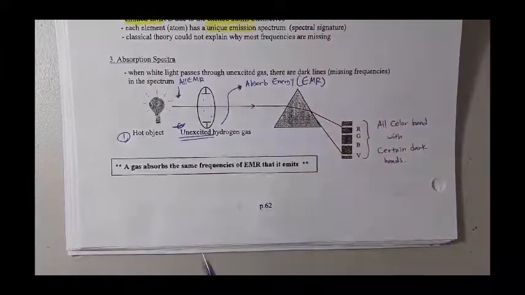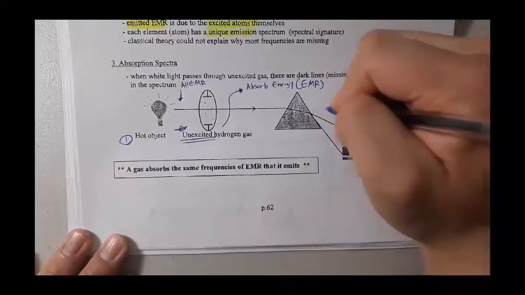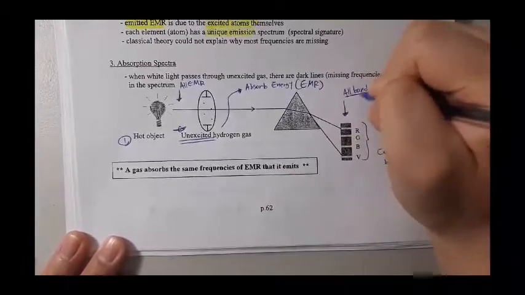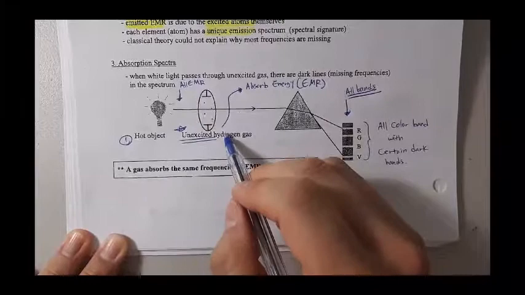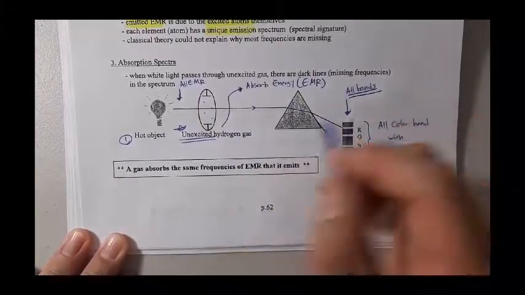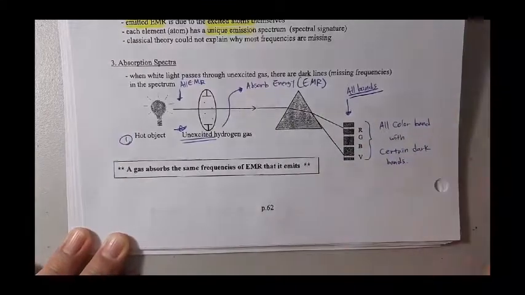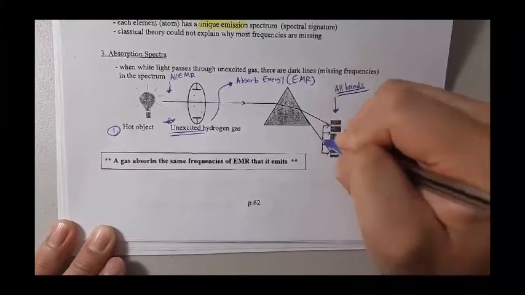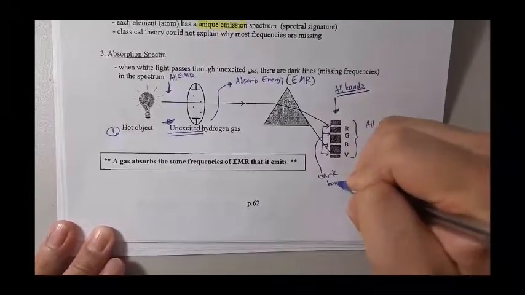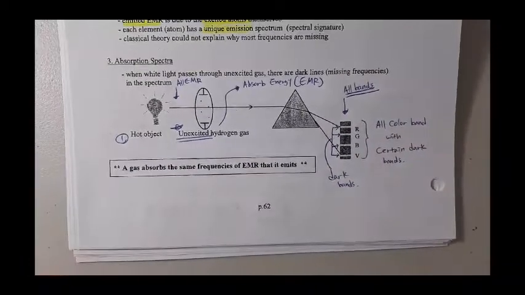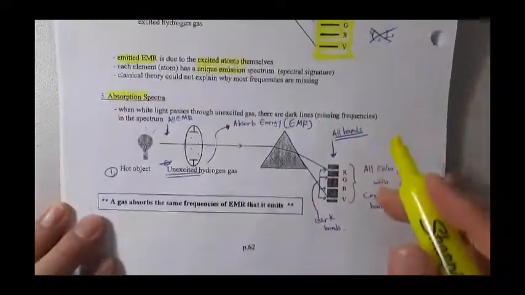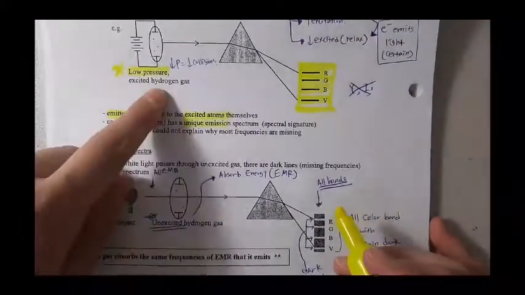Then what's going to happen is this. Because it's a hot object, yes, hot objects should show all bands. But because some are absorbing the energy, it can be hydrogen gas or something like that, in this situation you will see some dark band at this location. And this phenomenon is known as absorption spectra.